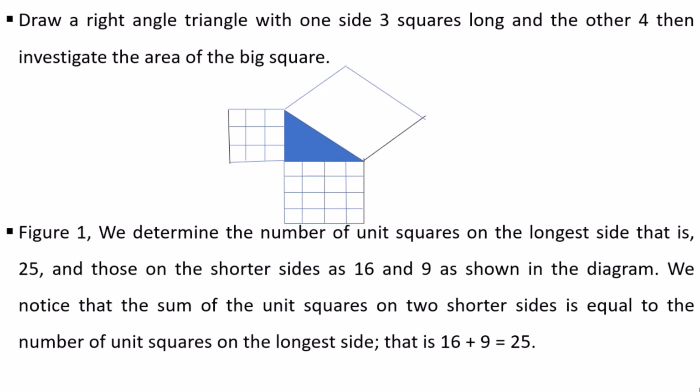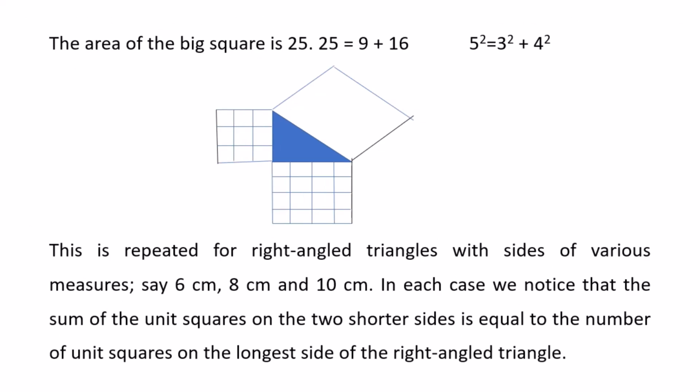So the longer side is going to have 25 of the square units. The area of the bigger square is 25, and this implies that we can write this mathematically as 5 squared equals 3 squared plus 4 squared. This is repeated for right angle triangles with sides of various measures, say 6, 8, and 10 centimeters. In each case, we notice that the sum of unit squares on the two shorter sides is equal to the unit squares on the longer side of the right angle triangle.